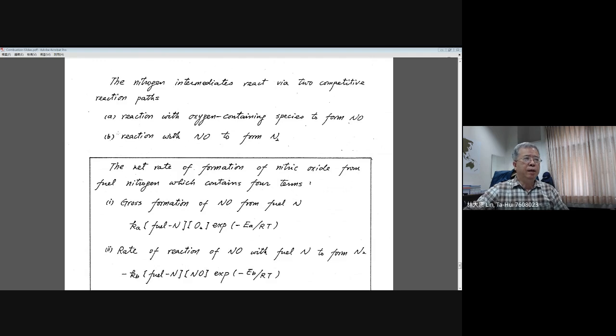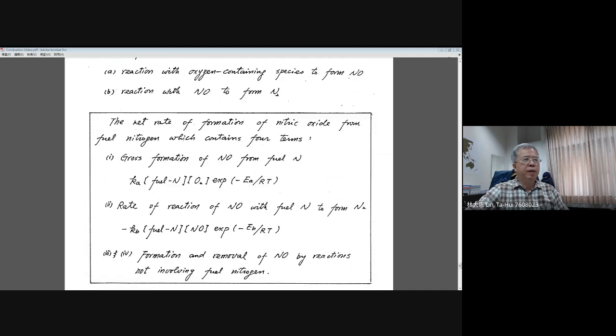But the other one, there are some reactions where those nitrogen intermediates will react with NO itself. When they react with NO itself, then the chemical reaction will go back to return to their original nitrogen. Okay, reaction B tells you the separation, the removal of NO. And reaction A can be described by this formula.